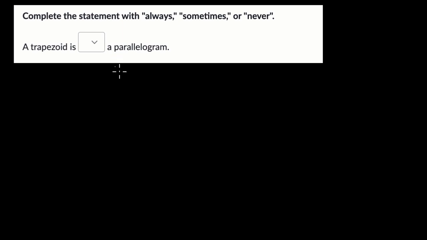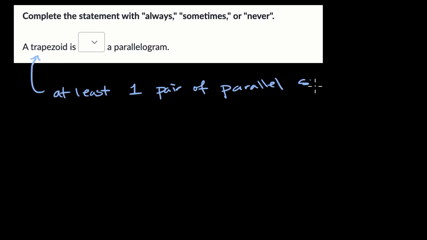So pause this video and have a go at this before we do this together. Okay, so let's just think about how these relate to each other. So the definition of a trapezoid that we are using on Khan Academy, this is oftentimes called the inclusive definition of a trapezoid, is at least one pair of parallel sides. So what are examples based on that definition of a trapezoid?